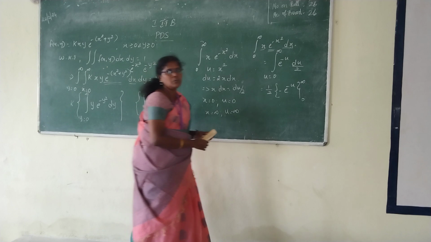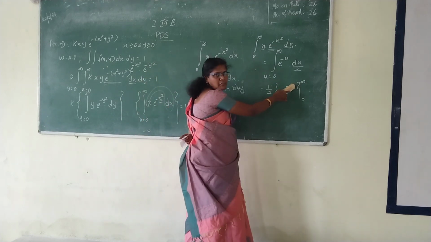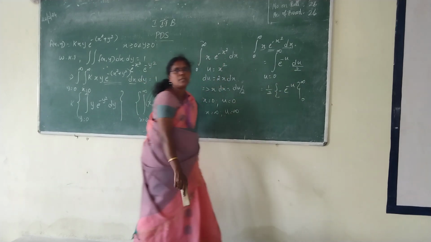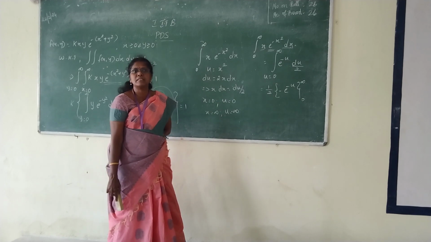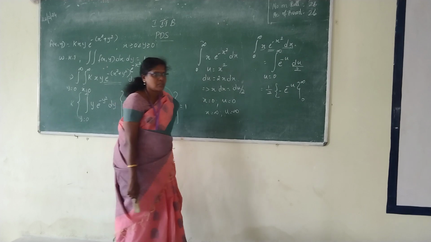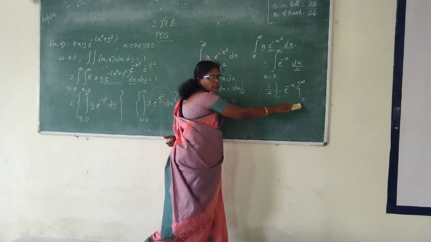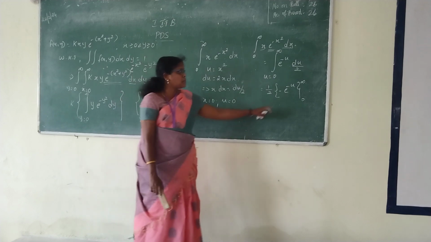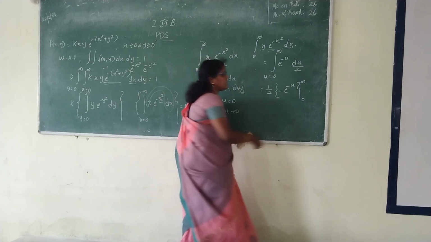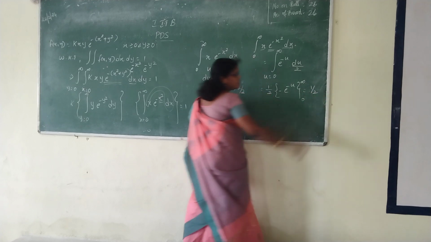Substitute the limit values. Upper limit u equal to infinity. What is e power minus infinity? 0. e power minus infinity is 0. Minus lower limit, u equal to 0. What is e power 0? 1. So minus into minus will become plus. So you get the answer to be 1 by 2.